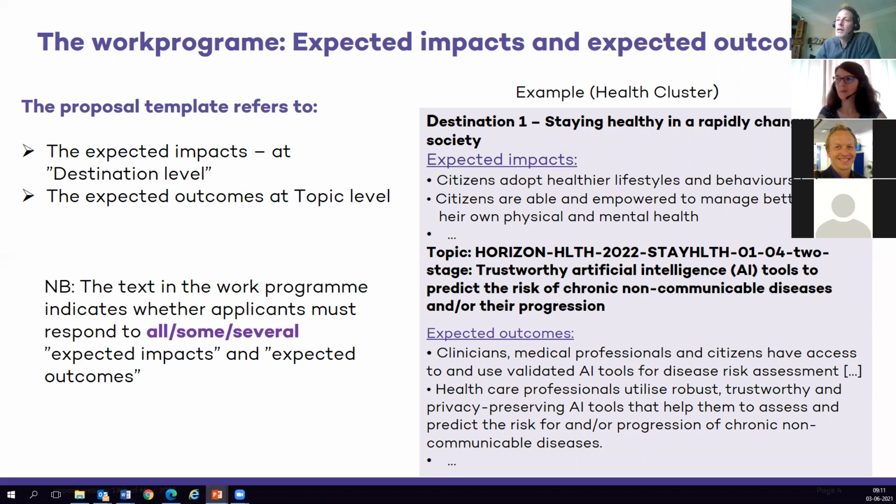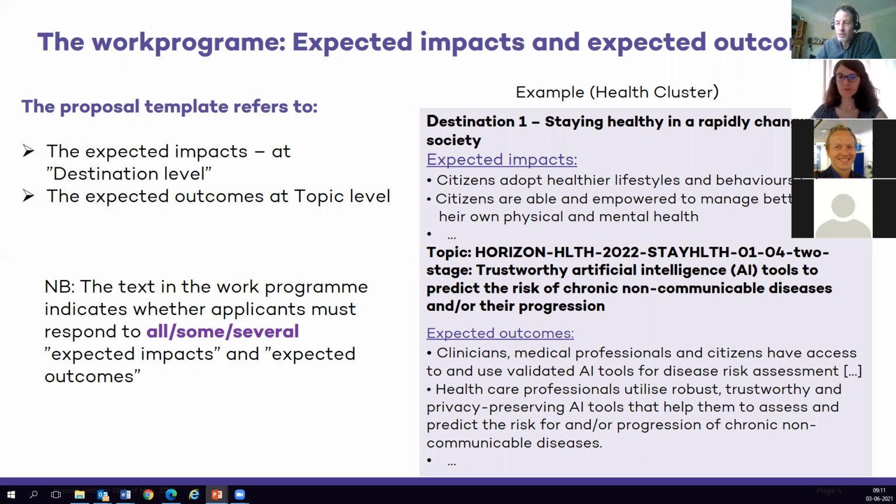And then you have, in addition to that, at the topic level, a number of expected outcomes that your project must also deliver on. We'll come back to these in just a second. You have an example on the right-hand side from the coming health program. So you can see the expected impacts listed at the destination level and the expected outcomes at the topic level.